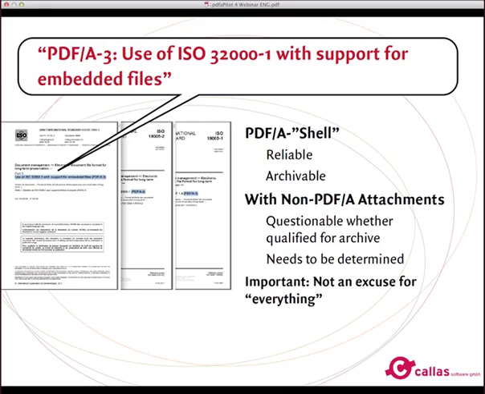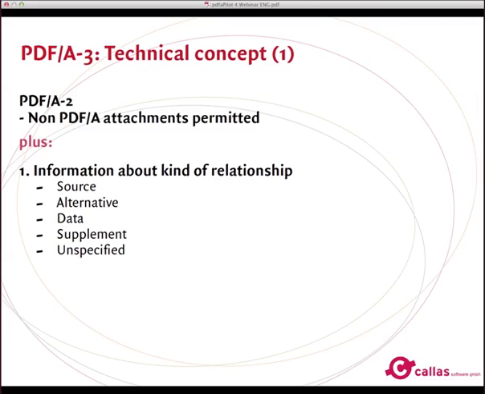And that is, I think, the most important thing that has to be said about PDFA3. It's not an excuse for just putting any file format into the archive. It's just an additional ability, but it requires processes and defined flows in order to make sure that only certain exceptions of this PDFA rule will show up in the archive. I will have some more examples for that later in this presentation. Some technical things about PDFA3.